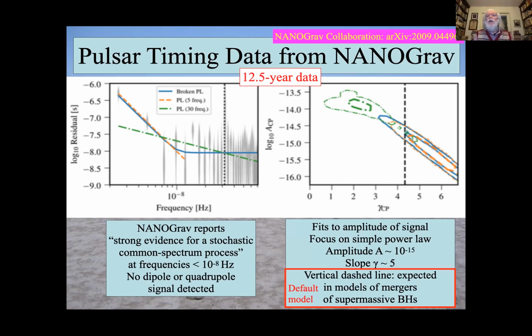On the right-hand side, you see the results of their fit to the amplitude of the signal and the power law of the signal. Now, the default, quote unquote, standard model for such a pulsar timing array signal would be mergers of supermassive black holes. However, as a particle theorist, I feel entitled to dream about alternative possibilities.